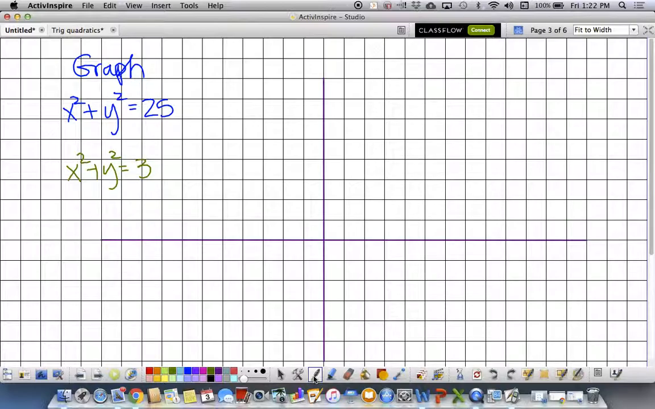x squared plus y squared equals r squared. You've been sitting there long enough. We graphed the other one. Graph two. So what's the radius? So easy, 5. So it's centered at the origin. Okay, so you go out with your radius of 5. This is terrible. This is no circle. And then can you do the next one? No.